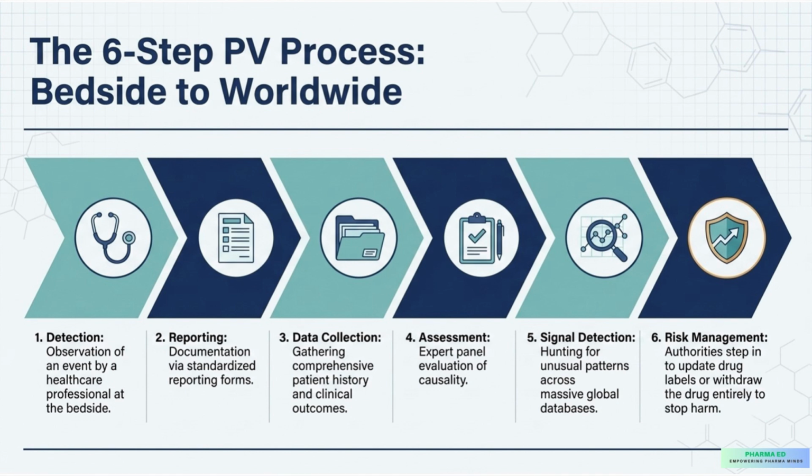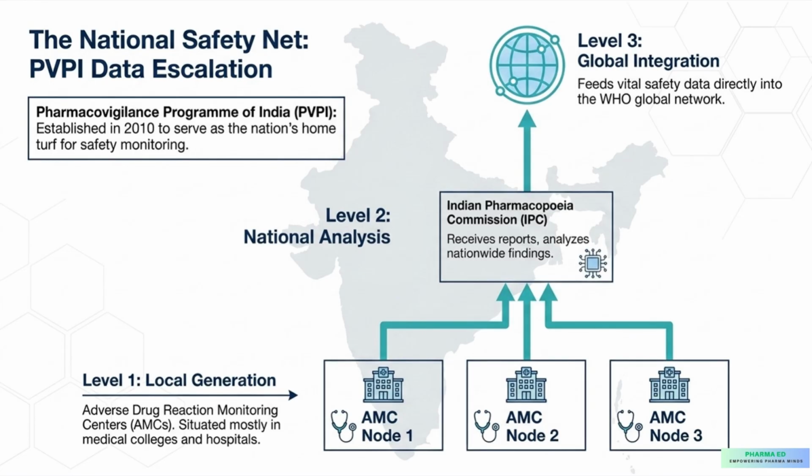Step 3 is data collection, where we gather the patient's history and clinical outcomes. Step 4 is assessment, where experts sit down to evaluate causality. Step 5 is signal detection, hunting for unusual patterns across massive global databases. And finally, Step 6, risk management, where authorities step in to update drug labels or even withdraw the drug entirely to stop patient harm.